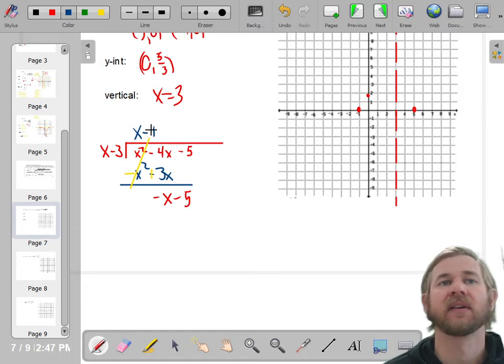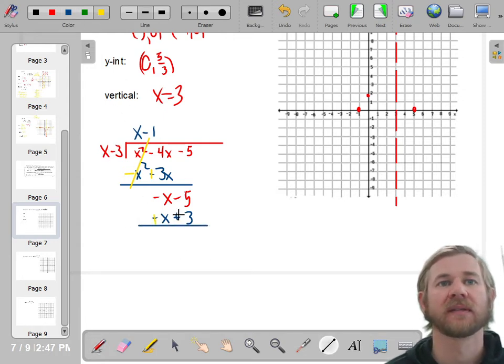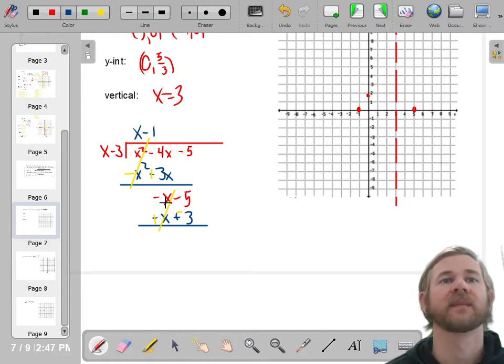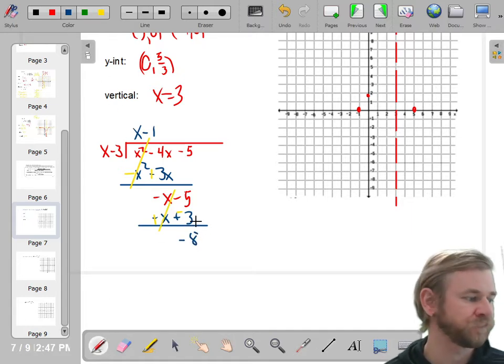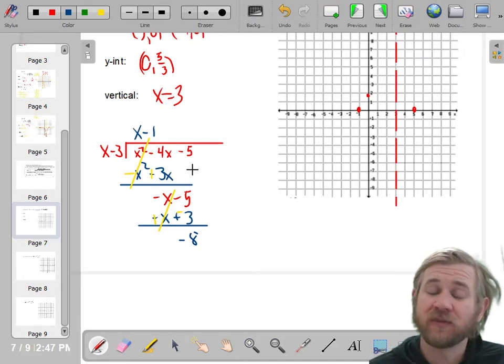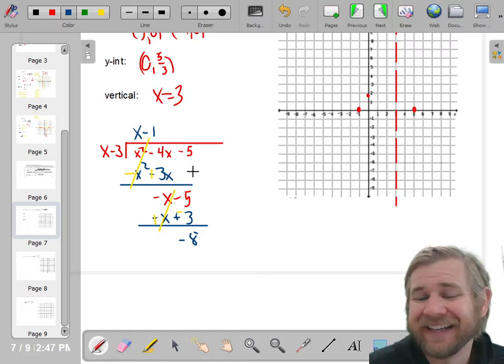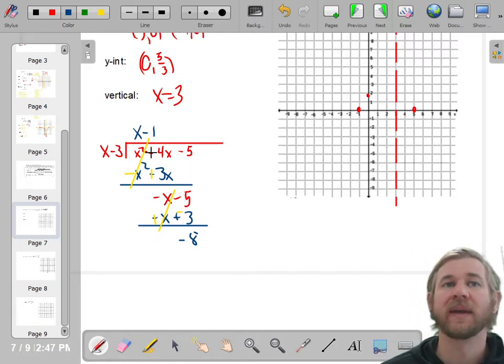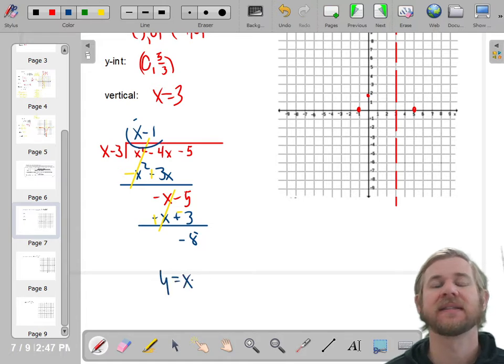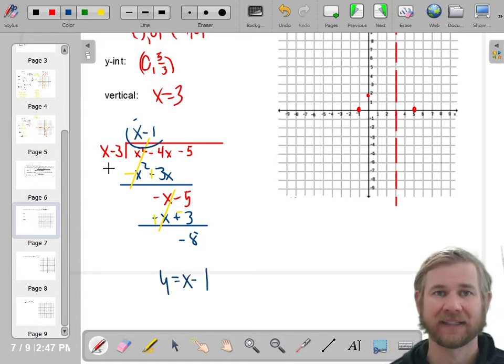Now I will distribute a negative 1. So it's negative 1x plus 3. Negative 1 times negative 3 is positive 3. Then you flip the signs, so plus, minus. Those will cancel again every time. And you get negative 8. So my remainder is negative 8, which when we're doing the long division problems for slant asymptotes, we don't really care about it. What we care about is this quotient, x minus 1, this is the equation of our slant asymptote.